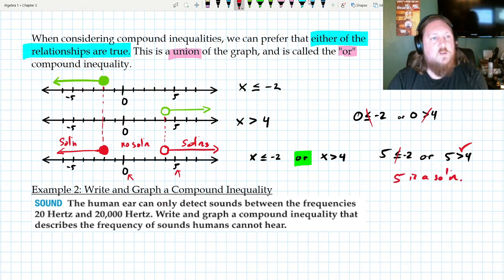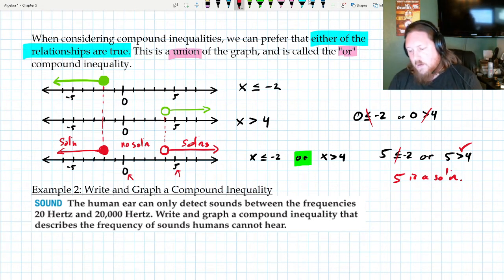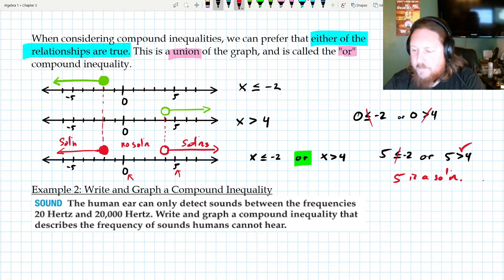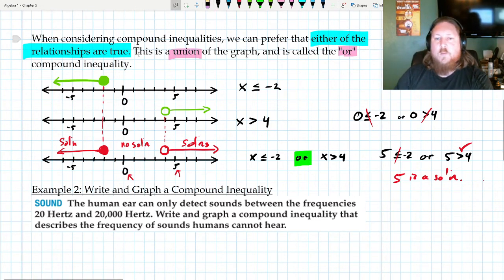It just has to be true for one of the two inequalities, whereas with the "and" inequality, it had to be true for both of them at the same time. So this is an "or" inequality. The last one was an "and" inequality. Let's try one on a problem.